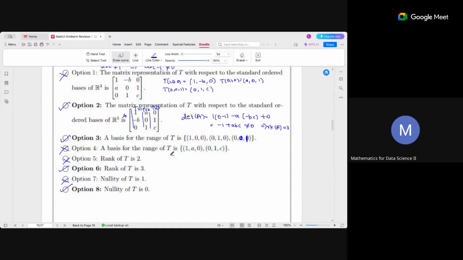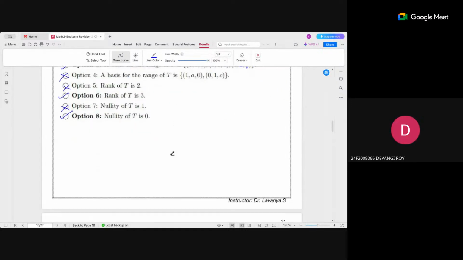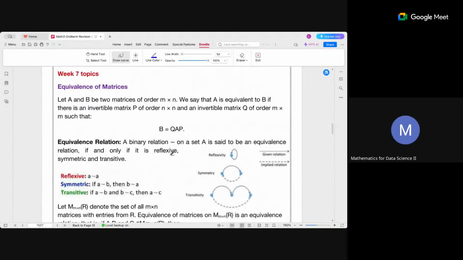So is this problem clear? Yes, ma'am. Then we'll move on to the next week. So week 7. In week 7, the number of topics is actually very less. Only 3 topics exactly: equivalent matrices, similar matrices, affine spaces. Only this much you have in week 7.